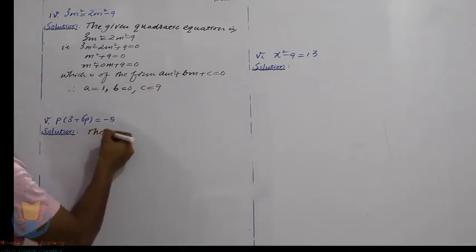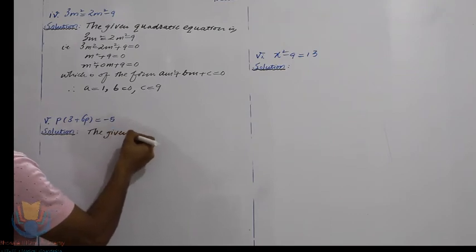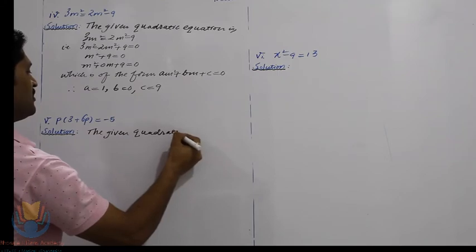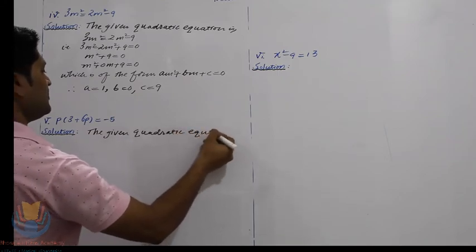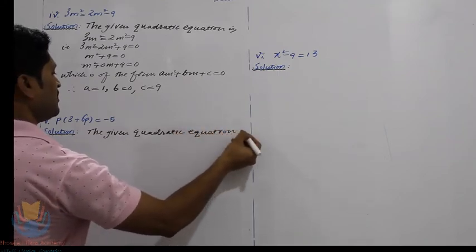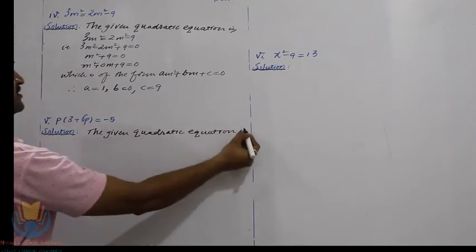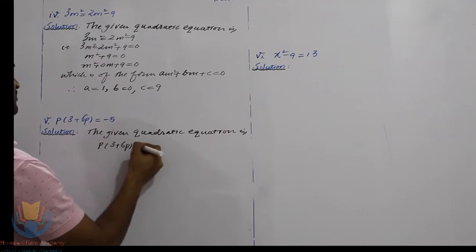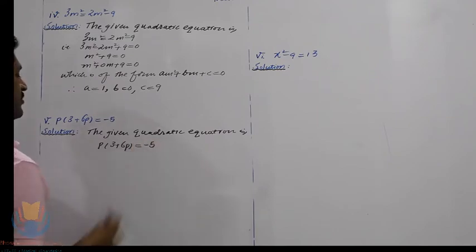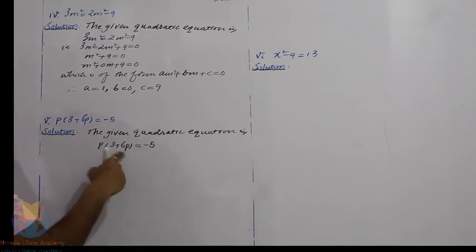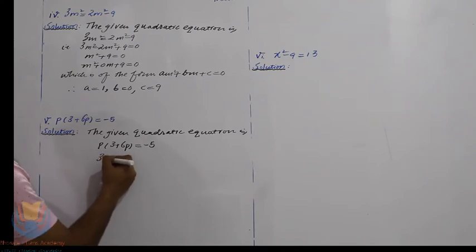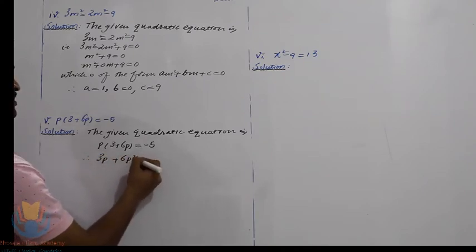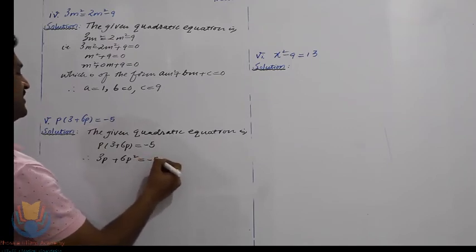Again we will write the same. The given quadratic equation is p into 3 plus 6p is equal to minus 5. So multiply each term of this bracket by p. So here it is 3p plus 6p square, which is equal to minus 5.